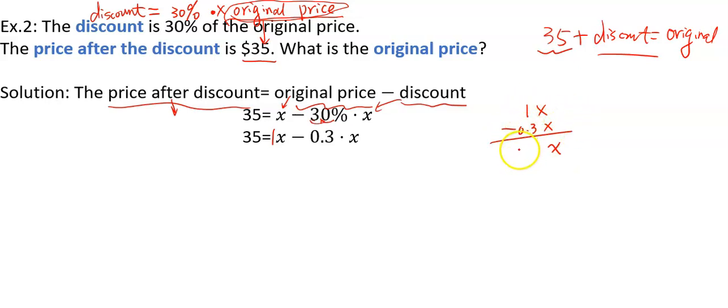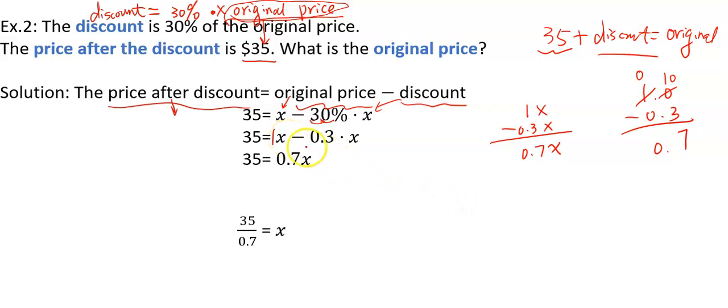We bring the x down because that's the like term, and we just subtract the quantities. 1 minus 0.3 gives us 0.7. If you line up the decimal point, 0 minus 3 is not enough, so we borrow from the 1 here, increasing this to 10. 10 minus 3 gives us 7, and it reduces the 1 down to 0, so 0 minus 0 gives us 0. So that's how we got 0.7x. And we just need to get rid of the number in front of x, which is 0.7.